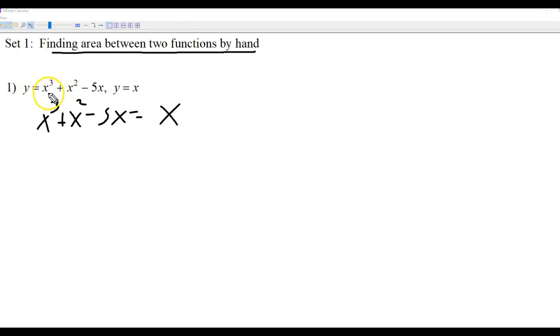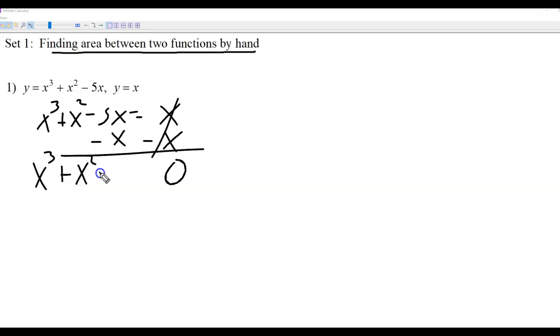So my first function is x cubed plus x squared minus 5x. My second one is x, so I just set them equal. Now at this point, what we're going to do is move everything over to one side. So I'm going to take this x off of this side. And at that point, to find where the lines are crossing, we're going to use factoring to solve it. So the first thing you do when you're factoring is you always take out a greatest common factor if that's possible, which it is in this case.